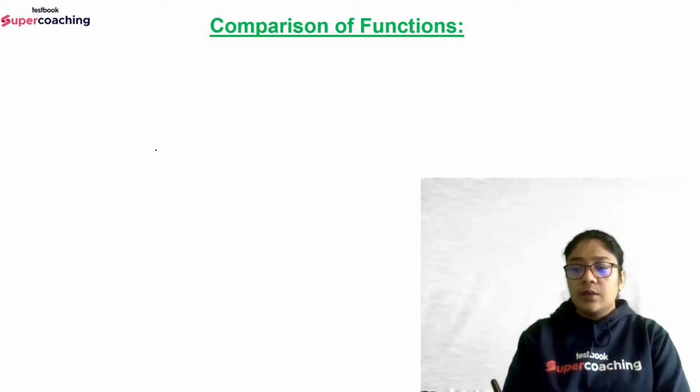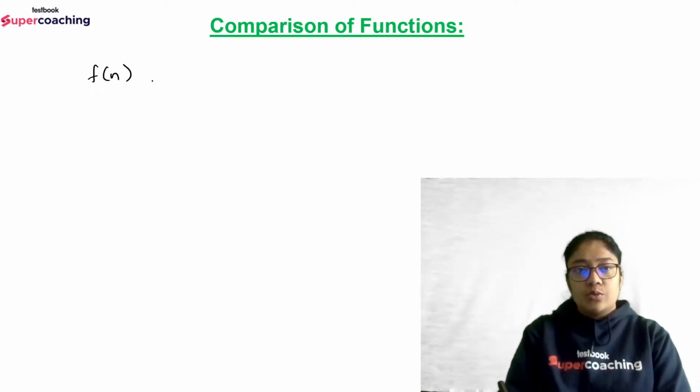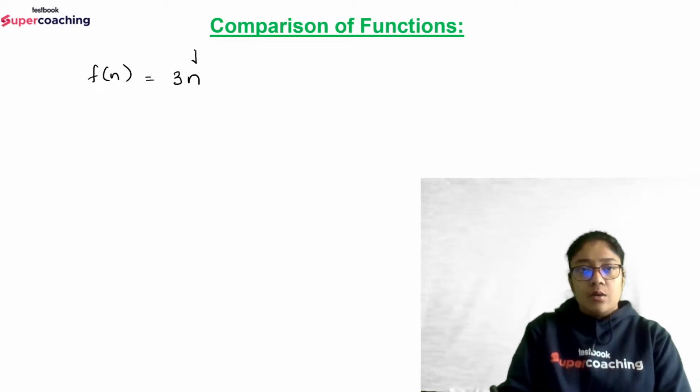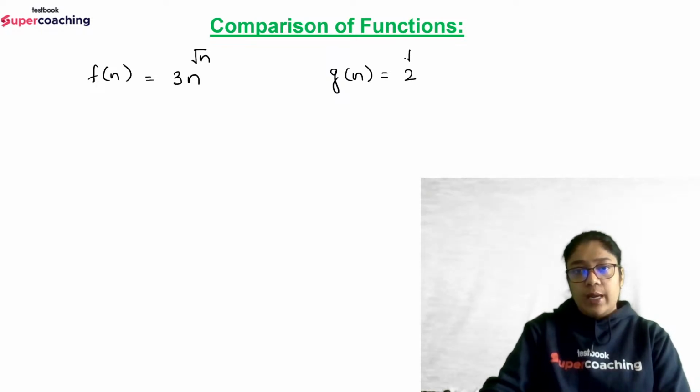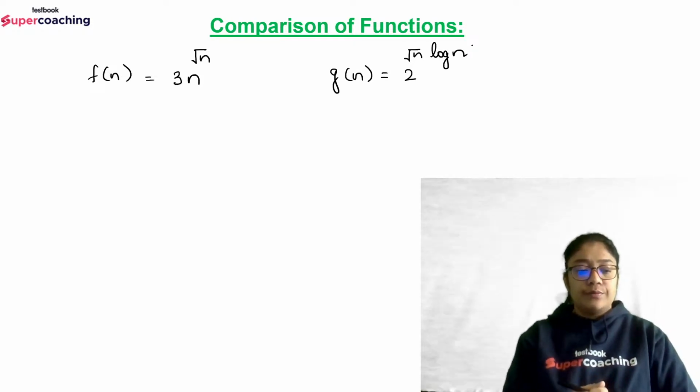Let's consider one more function. F of n is equal to 3n root n. G of n is equal to 2 root n log n. Can you tell me which function is greater?